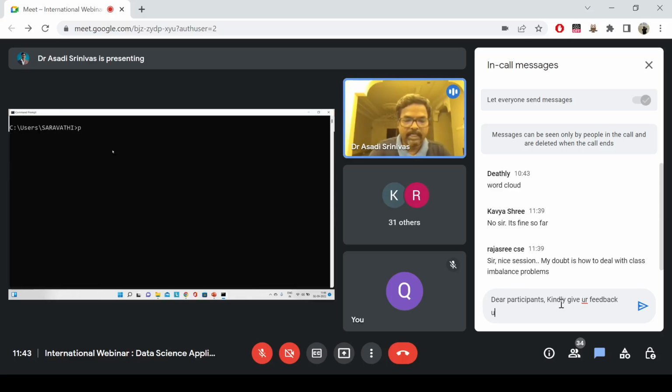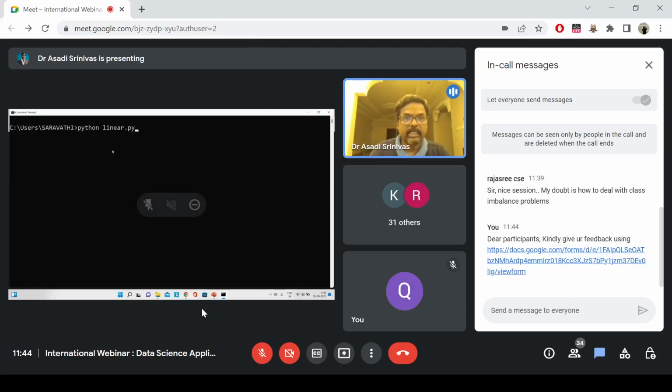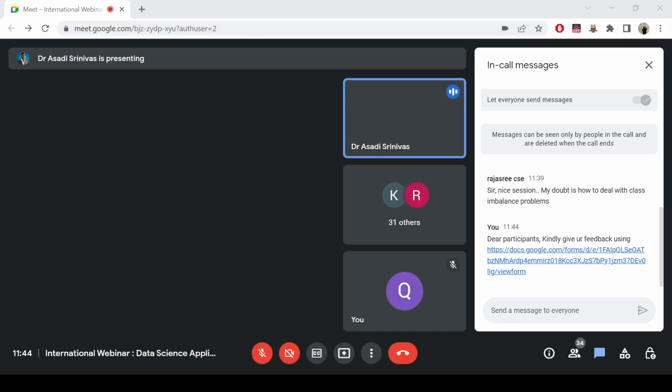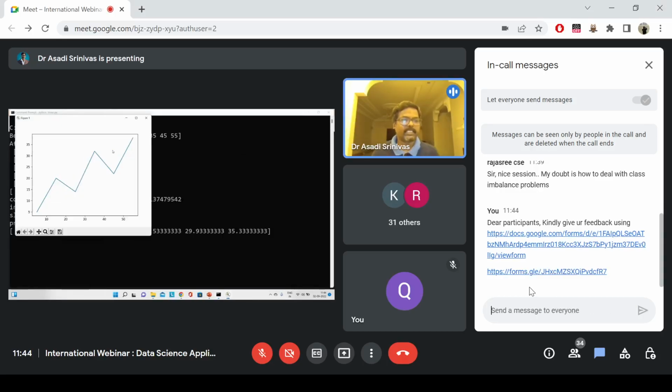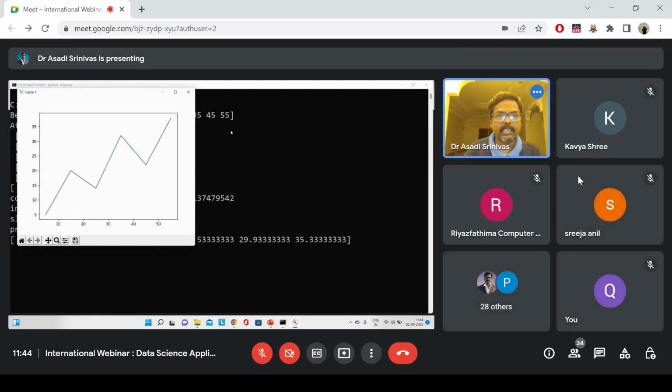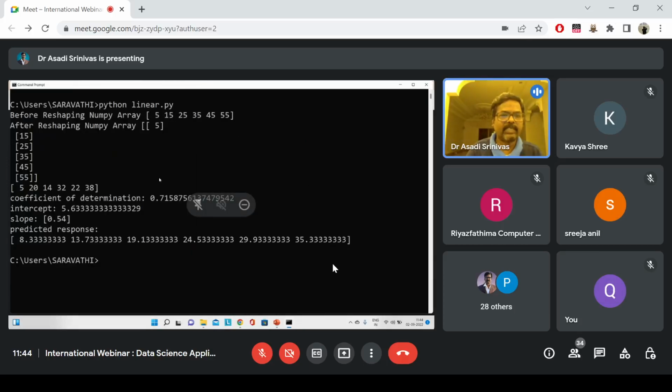First I'm executing Python linear regression, linear.py. It is executing now. I'm taking x-axis, y-axis. See here, my dear participants, this is the graph I have generated with the help of the x and y values. The x values I have taken are 5, 15, 25, 35, 45, 55.